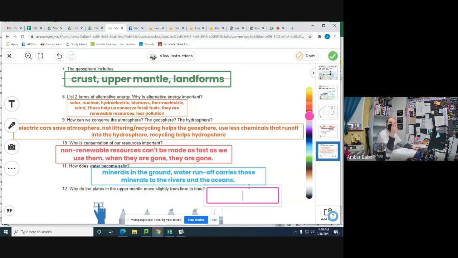Okay, Zeke. Like we learned, the plates are always moving very slowly. When they bump into each other sometimes it makes earthquakes. That's not what I asked. Why do they move from time to time?